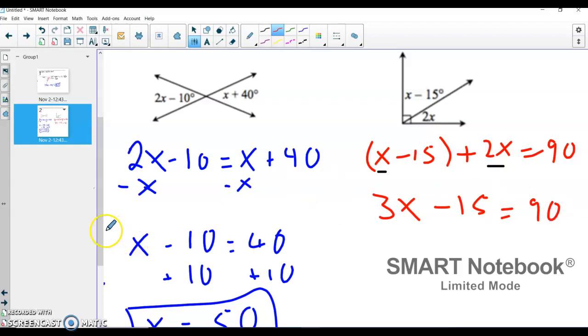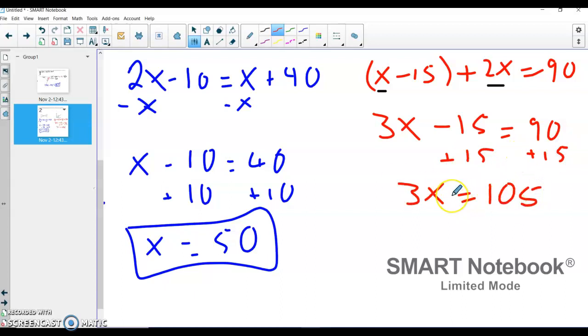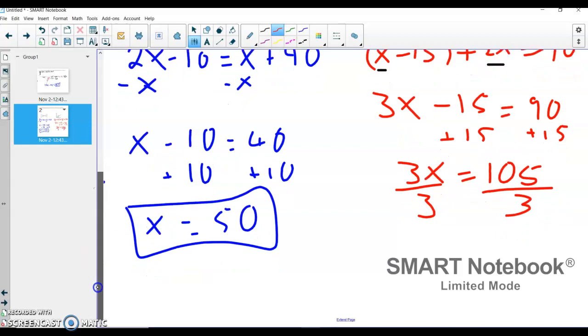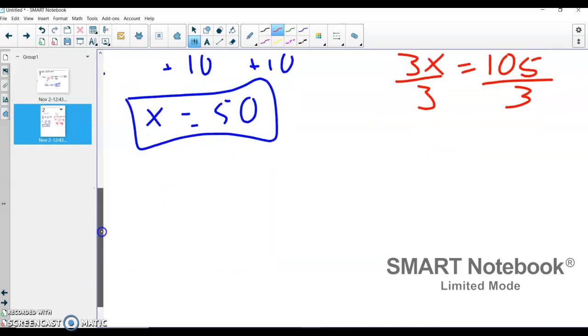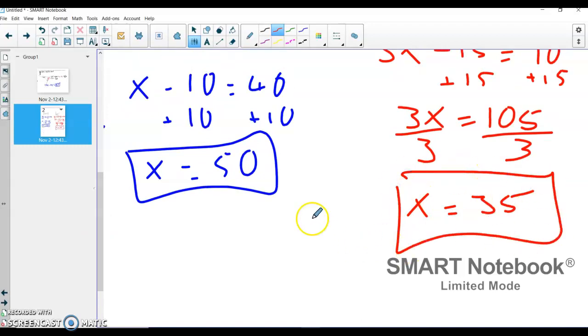Now from here, I'm solving for x. So if I'm trying to get x by itself, the first thing I need to do is add 15 to both sides. That gives me 3x equals 105. Now to get x really by itself, we need to divide this by 3, so the 3's cancel. And what I get then, after doing the division, is x equals 35. And that would be my answer for that one there.